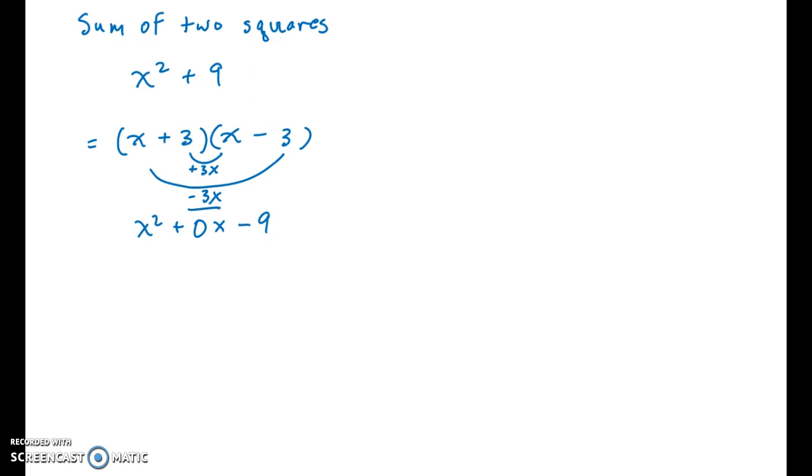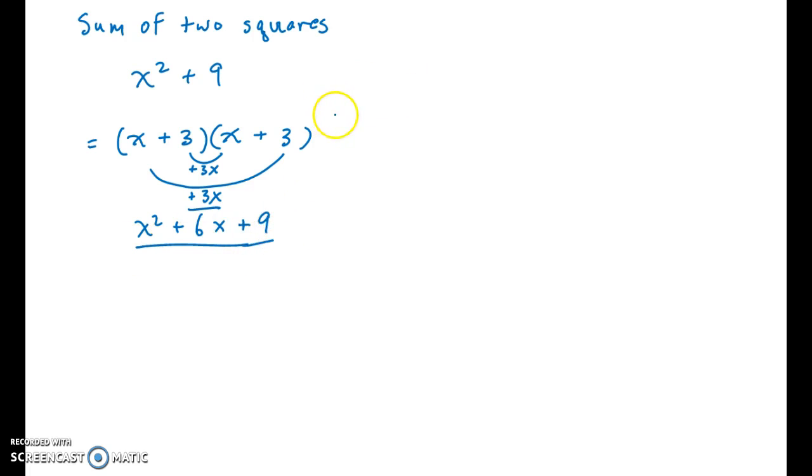Well, we've only got one possibility left, and that is to try putting them both positive. So if I put this as x plus 3 and x plus 3, they're going to add together. It's going to give me a positive 6x in the middle term, which again will not work, even though the 9 will now be positive. You're going to have three terms.